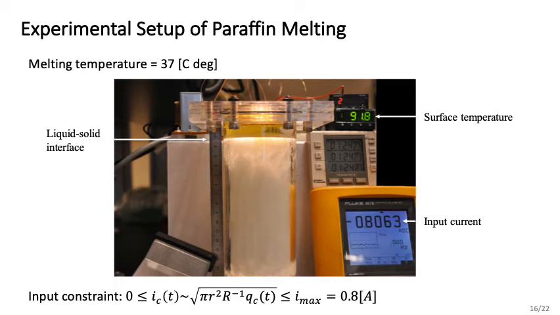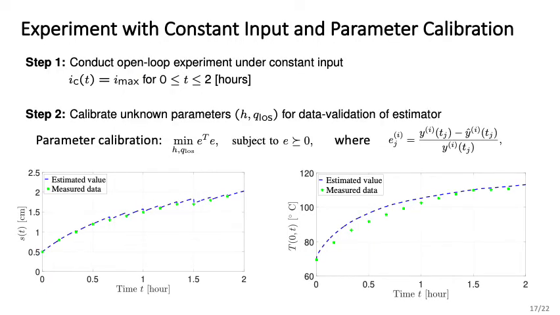And our actuator is a Kapton heater, which is connected to a circuit board under the manipulation of the input current. And due to the device limitation, this input current has an upper bound constraint. However, by appropriately tuning the control gain, we can guarantee the satisfaction of this input constraint. Before implementing the proposed control algorithm, we first conduct an experiment with constant input for parameter calibration.